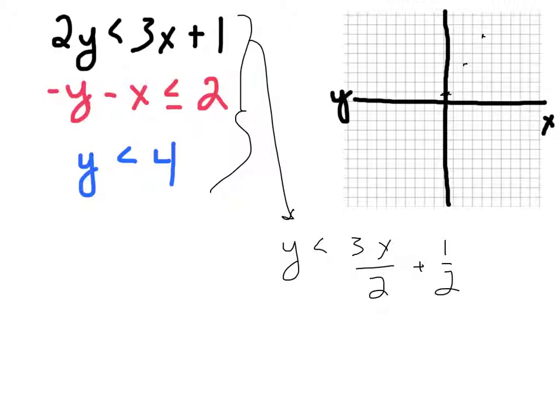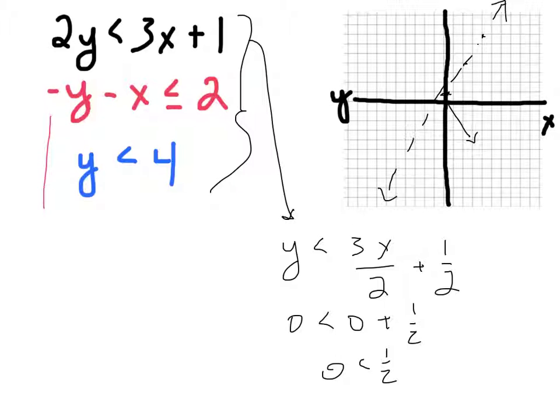And I'm going to connect those points with a dashed line. I'm going to check my test point. 0 is less than 0 plus 1/2. 0 is less than 1/2. So that is true. So I'm just going to draw an arrow pointing that I would shade below that line.